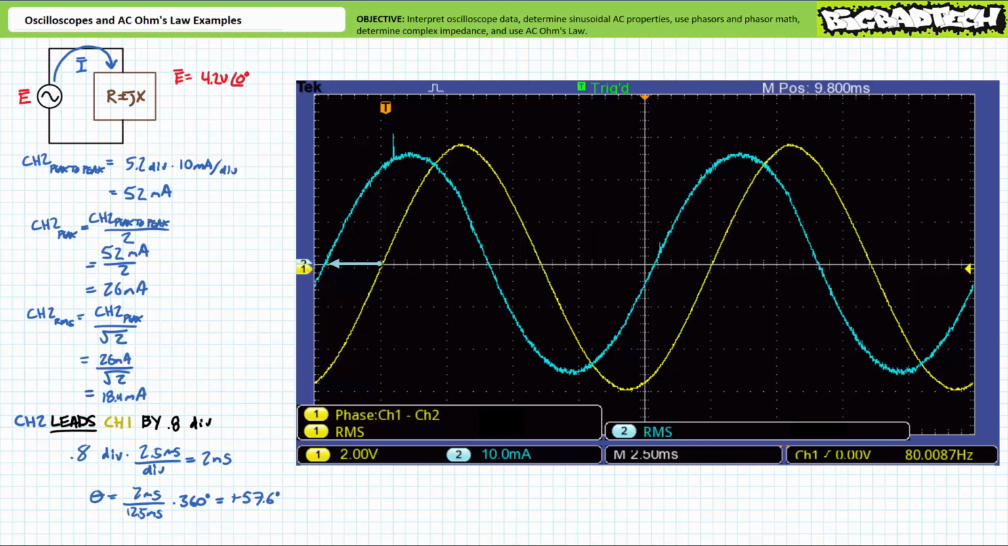A jump start of 2 milliseconds for a waveform that repeats itself every 12.5 milliseconds represents an angular phase shift of approximately 57.6 degrees. Current expressed as a phasor equivalent would be 18.4 milliamperes at an angle of positive 57.6 degrees, where the phasor magnitude is the RMS value and a phase shift of positive 57.6 degrees implies source current leads source voltage by this amount. The measure utility on this particular oscilloscope allows us to display automated RMS, frequency, and phase shift measurements for the desired properties. Automated measurements confirm our manual measurements to a reasonable degree of accuracy.